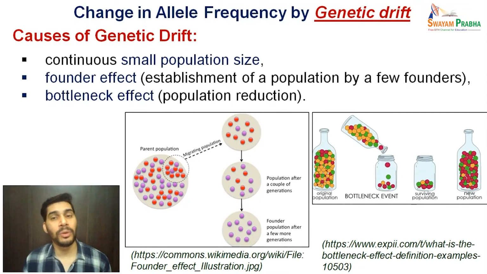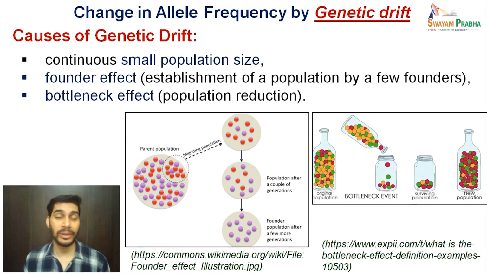Now, what is the cause of such genetic drift? As we just mentioned in the previous slide, the first reason is continuous small size of the population, because this small size can give rise to larger chance events, larger differences, larger deviations. So the sampling error is much more if the population size is small. The other two causes of genetic drift are the founder's effect and the bottleneck effect.